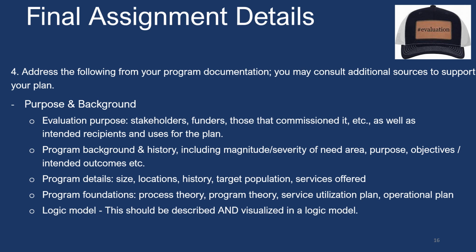So your first section is going to be your purpose and background. You're going to outline your evaluation purpose, including stakeholders, funders, those that commissioned it, etc., as well as the intended recipients and use for this plan. Remember, you're not developing the program, you're not describing how you would implement a program, you're describing how you would evaluate the program. You're creating a plan for that evaluation.